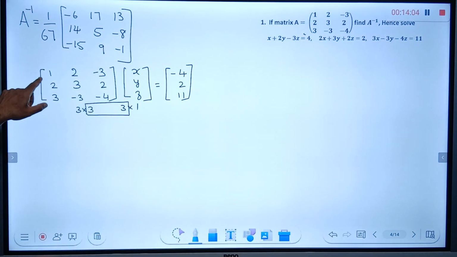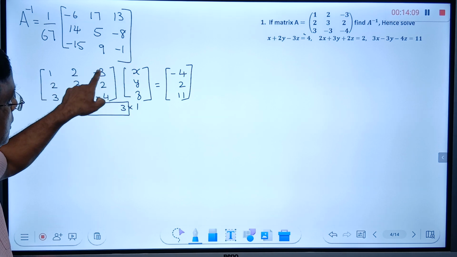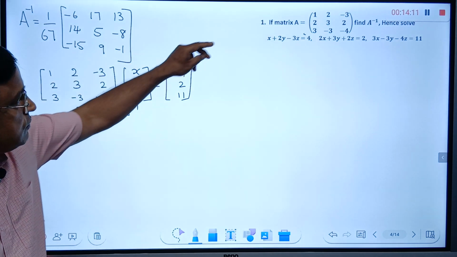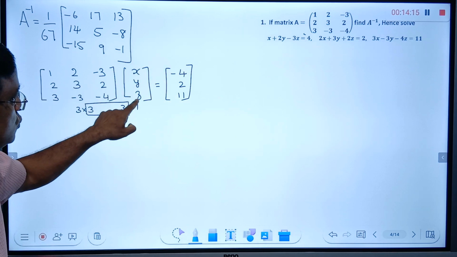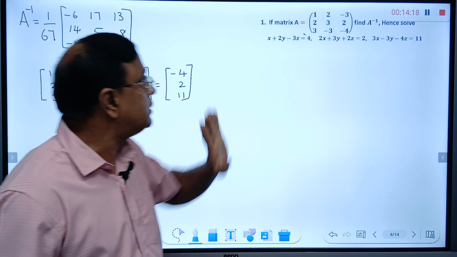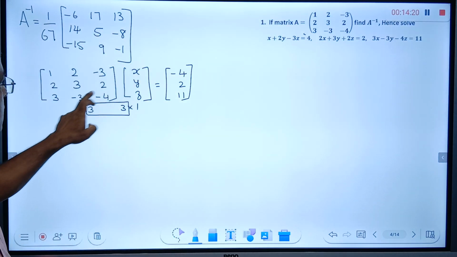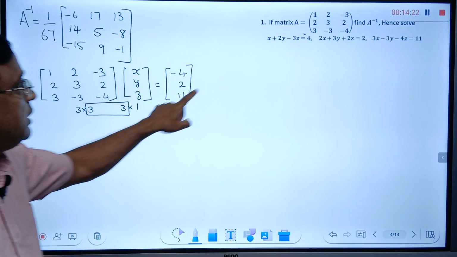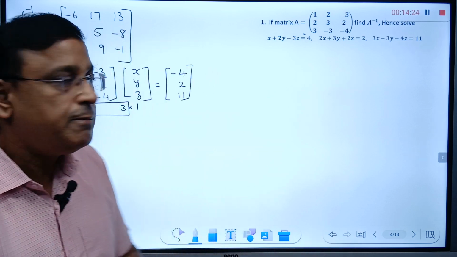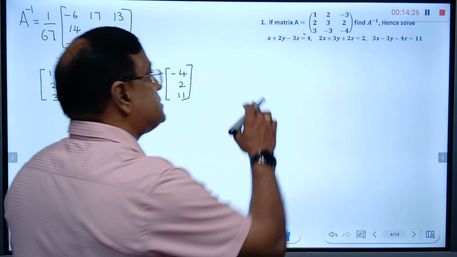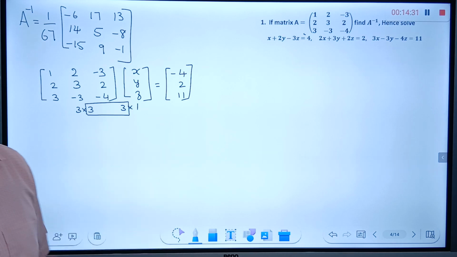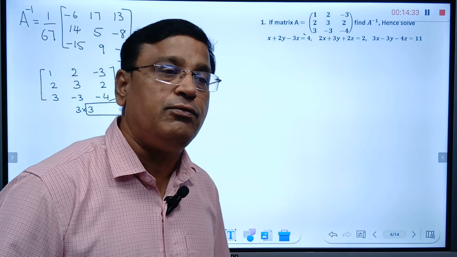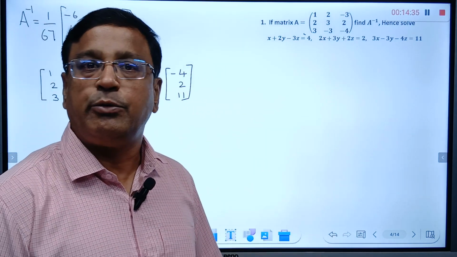Now you can clearly check. First row, first column, what happens? x plus 2y minus 3z equal to minus 4. Correct. 2x plus 3y plus 2z equal to 2. Perfect. 3x minus 3y minus 4z equal to 11. It makes sense. Okay. So you are able to express this system of linear equations in matrix form. That is why it's called the matrix method. One of the applications of matrices is to solve systems of equations.